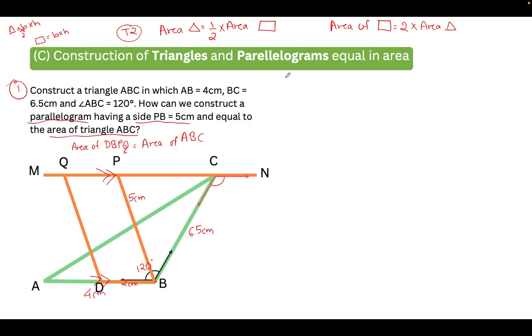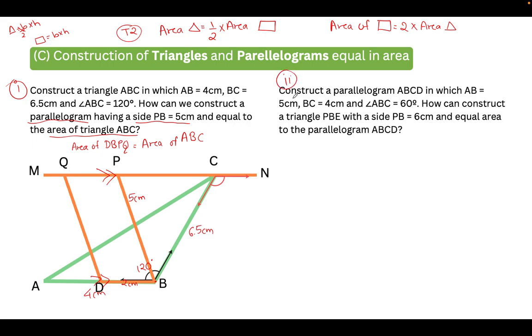Now moving on to problem 2. Construct a parallelogram ABCD in which AB is equal to 5 centimeters, BC is equal to 4 centimeters, and angle ABC is 60 degrees. So we will first construct the parallelogram. Here AB is equal to 5 centimeters. Now we will construct angle ABC of 60 degrees, so this angle is 60 degrees.